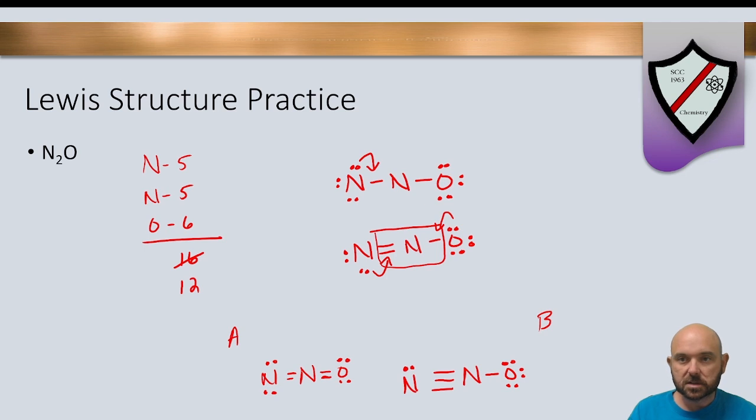Every atom in these structures has 8 valence electrons. There's only 16 valence electrons used for both of these structures. So both of these are actually a correct Lewis structure for dinitrogen monoxide. We will learn later next week how to determine which is the more correct structure. That has something to do with an idea known as formal charges, which you will be learning later.